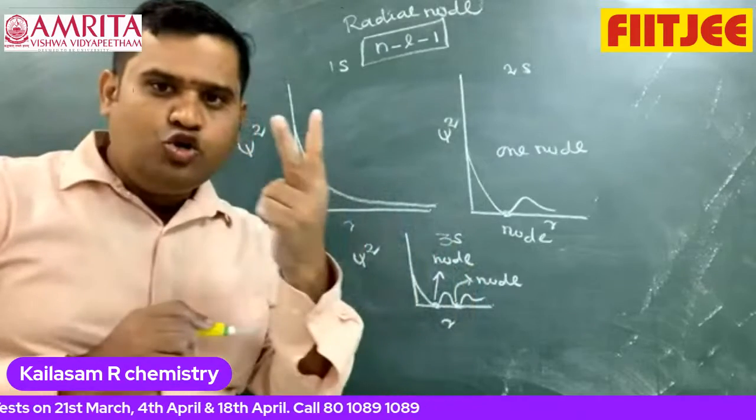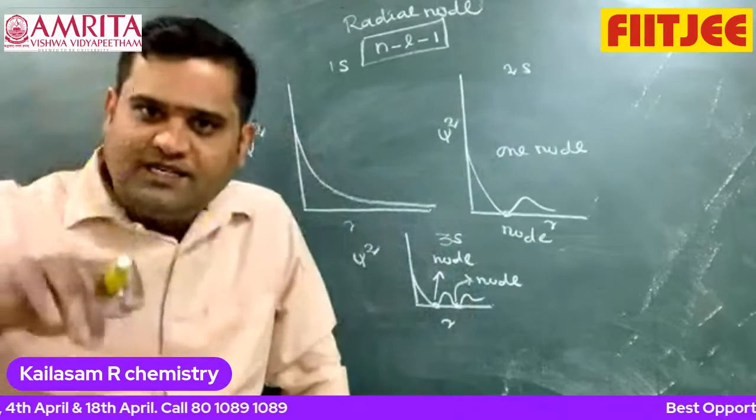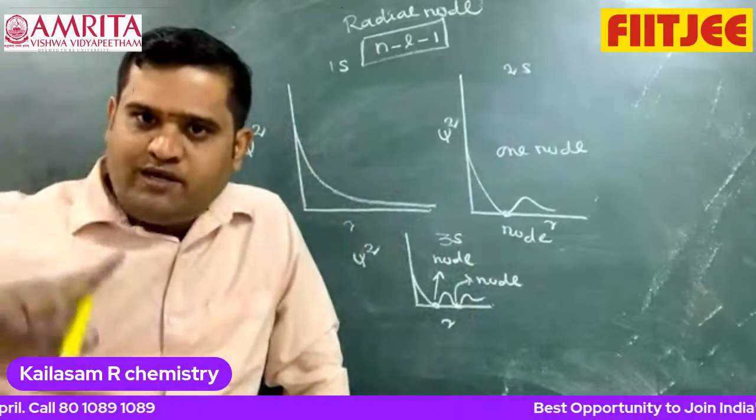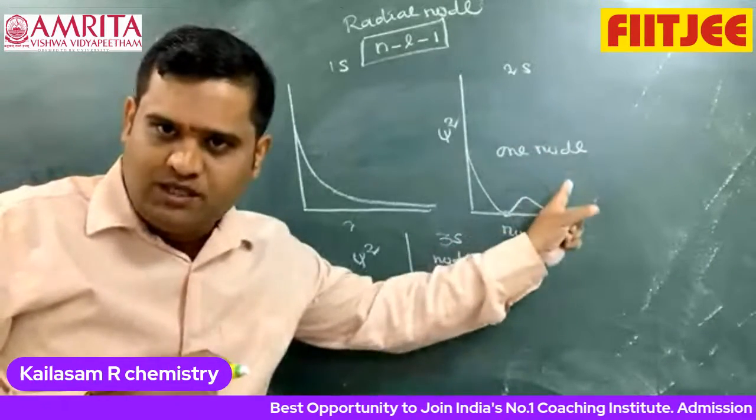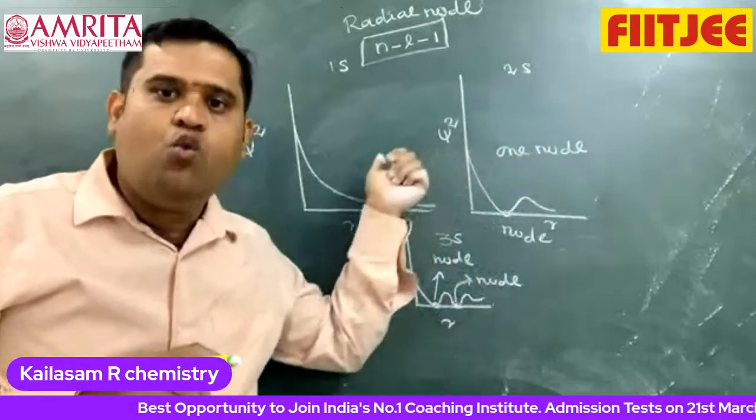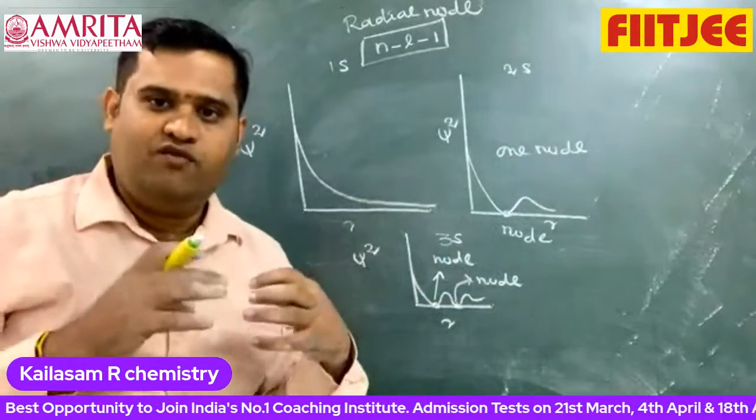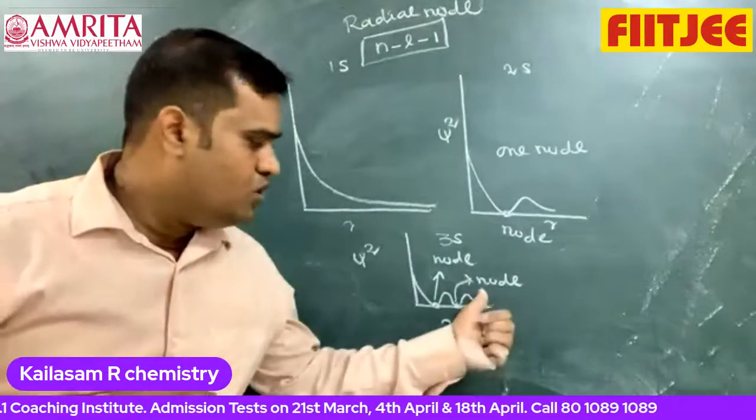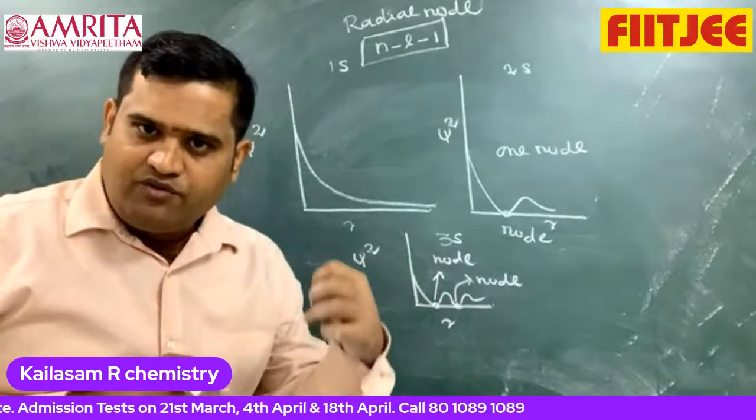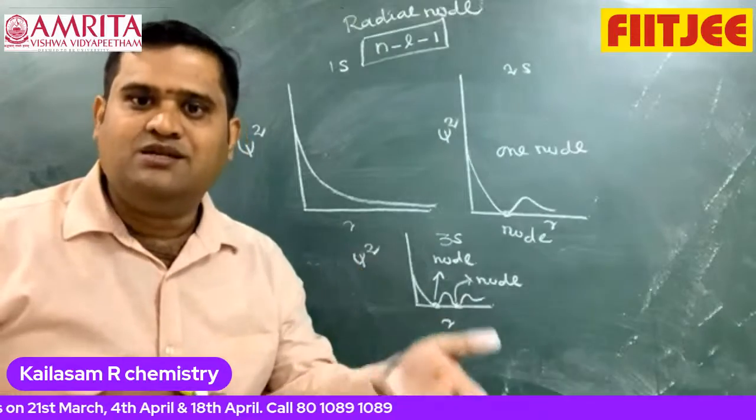3s orbital, 2 nodes. When the number of nodes increases, the electron is away from the nucleus. So which means that 3s is a higher energy level than 2s. The 2s is a higher energy level than 1s, because when more nodes are there, the electron is far away from the nucleus. What is a node? Node means the probability of finding electron density is 0.